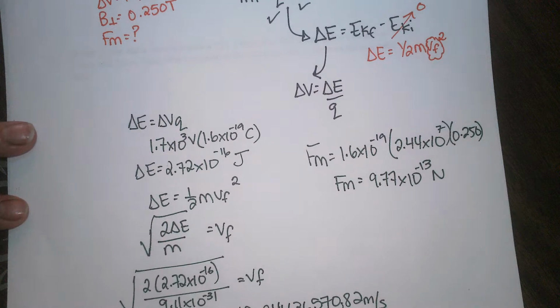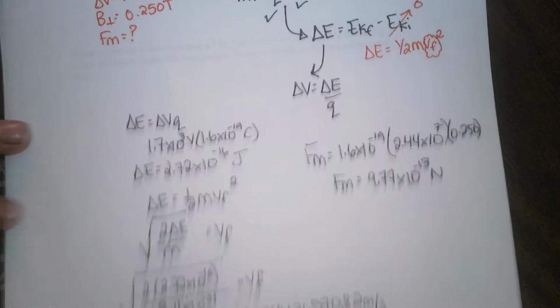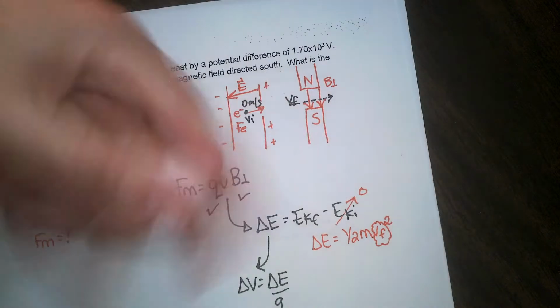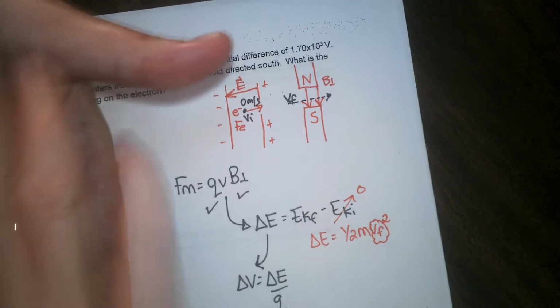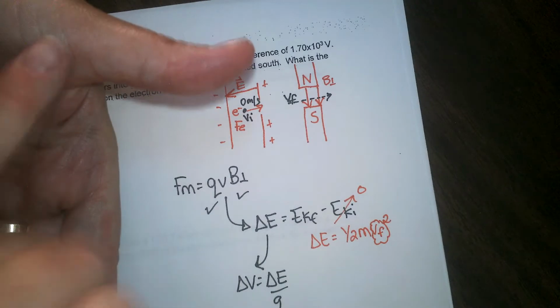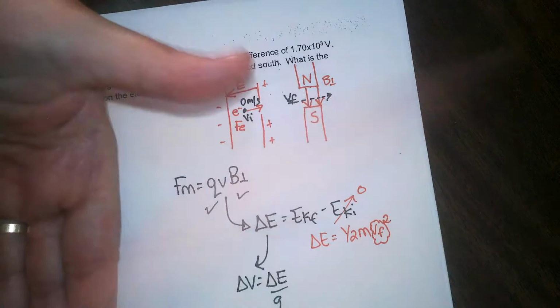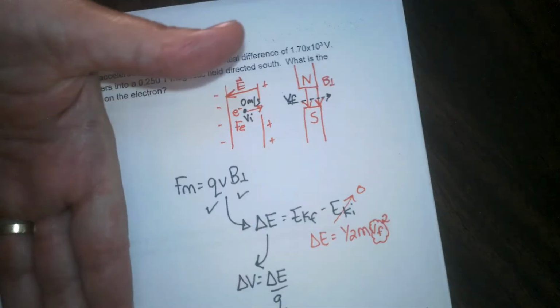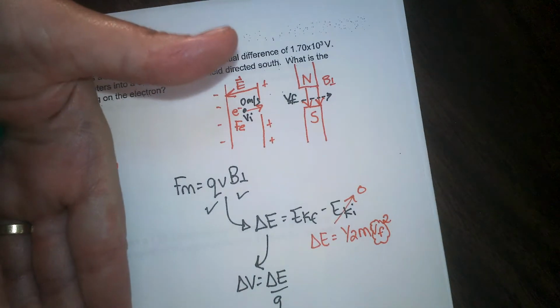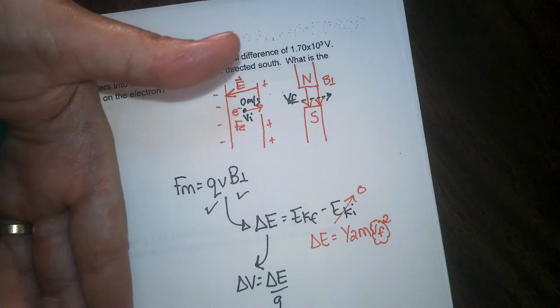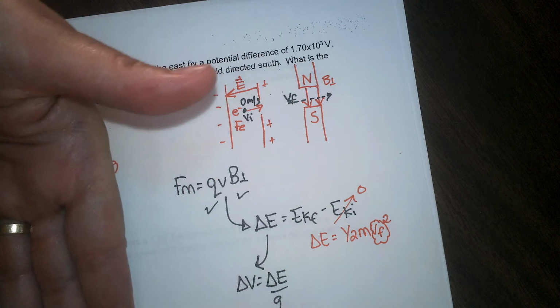Now we got to figure out what is the direction. So when I look at it here at this particular point, my magnetic field is going north to south and my electron is moving left to right. So my direction that it's being deflected is out of the page.